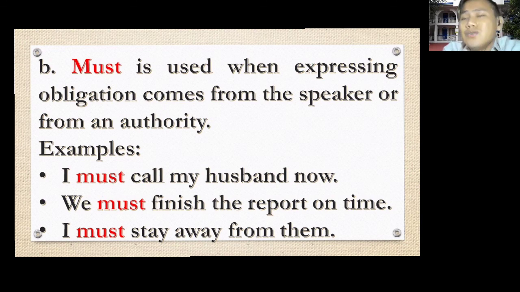Okay, so this modal must can be used in expressing our obligation. Let's say for example we are the speaker or we are the authority in our group, then we can make use of must to express obligation in our statement. Understood? All right, so we still have here, what about if there's no obligation?